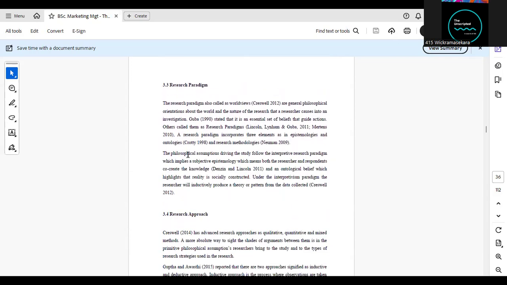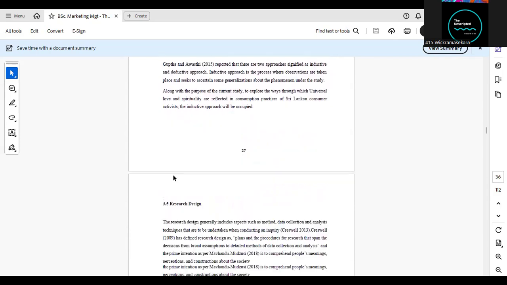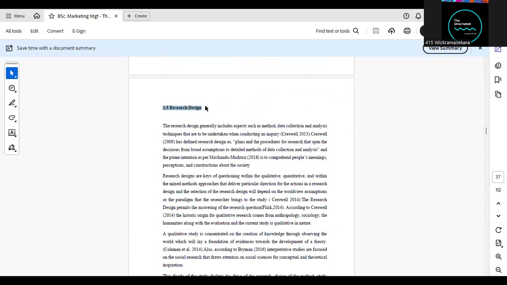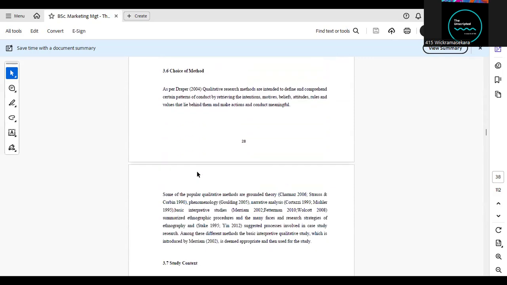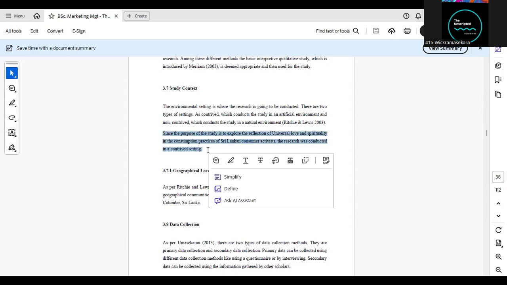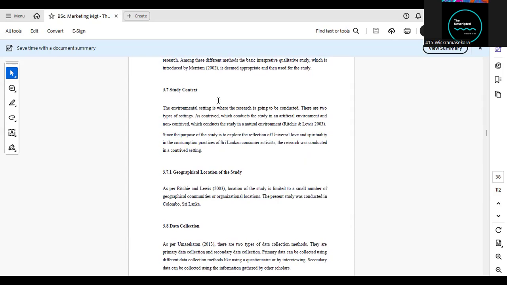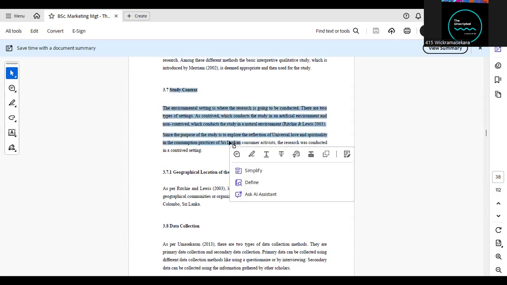So likewise, this is an example, with the inclusion of all these different subheadings that I explained earlier, right? You can also add the study context, which is about the environmental setting in which you're going to do this research study. For many Sri Lankan students, it will be Sri Lanka. Even in this particular research study, we have interviewed consumer activists from Sri Lanka. So the study context is going to be Sri Lanka.